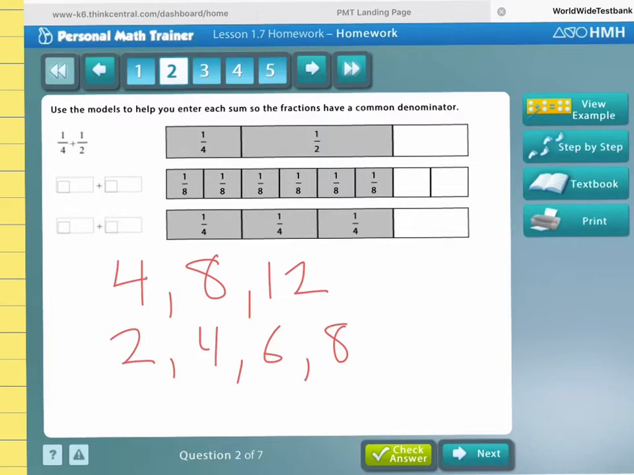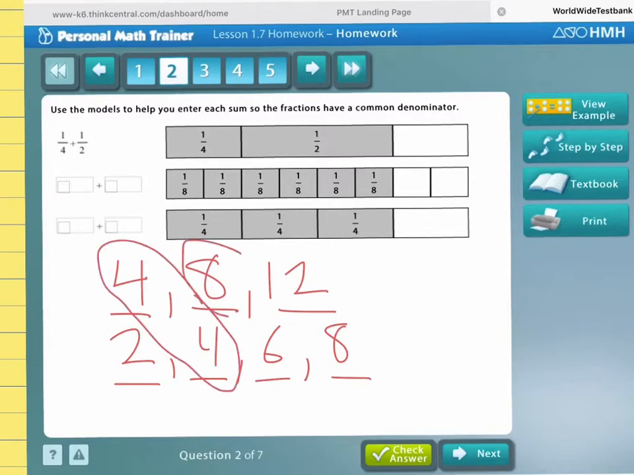Next problem is to compare or add up fourths and halves. They're unlike fractions, so we need to find a common denominator. I've done the multiples, so 4 times 1 will be 4, 4 times 2 is 8, 4 times 3 is 12. 2 times 1 is 2, 2 times 2 is 4, 2 times 3 is 6, 2 times 4 is 8. You can see there are a couple common multiples of 4 and 2, but we always want to use the lowest common denominator, so we will use 4.